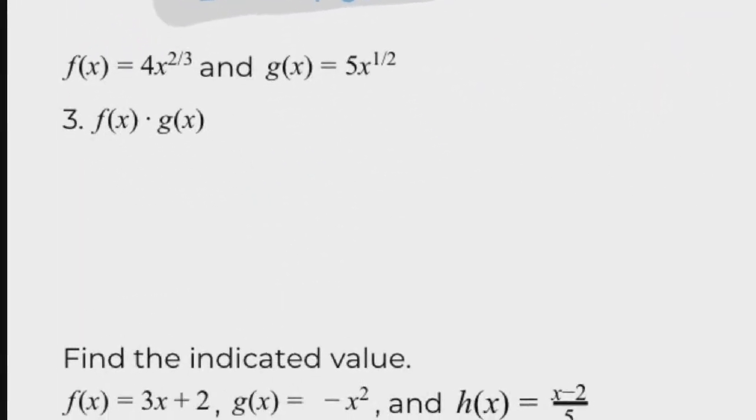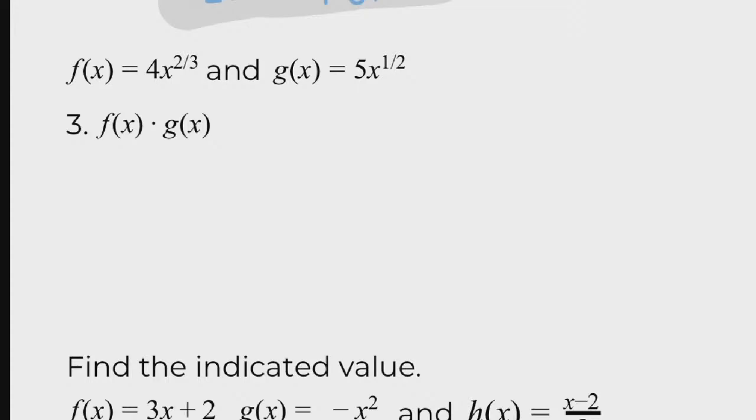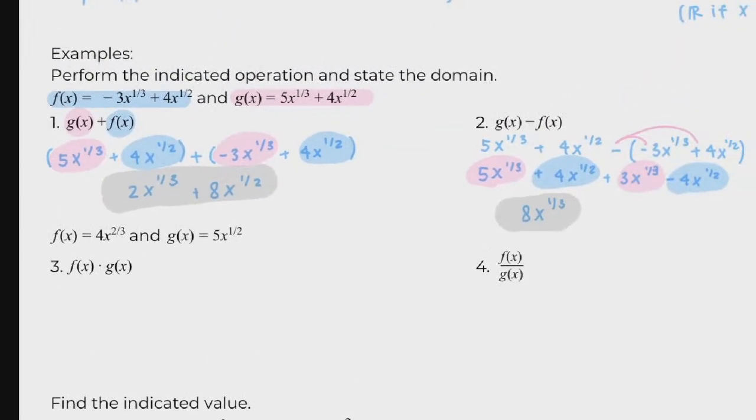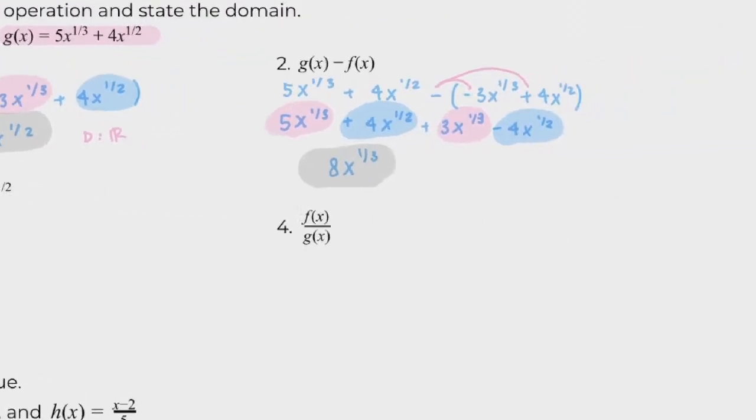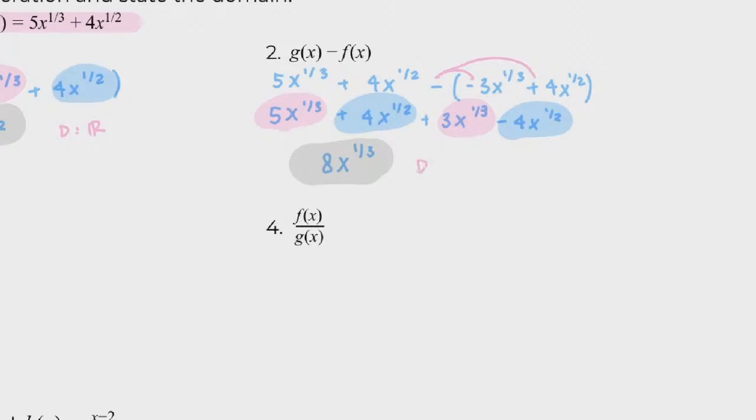Okay, next we have another equation. f of x is 4x to the 2/3 and g of x is 5x to the 1/2. Oh, shoot, sorry. I forgot to find the domains. Okay, so domain again is possible values of x. So for this problem, there's no x in the denominator, so it's all real numbers. And then same with this one. Domain is all real numbers because x is in the numerator, or it's not in the denominator.